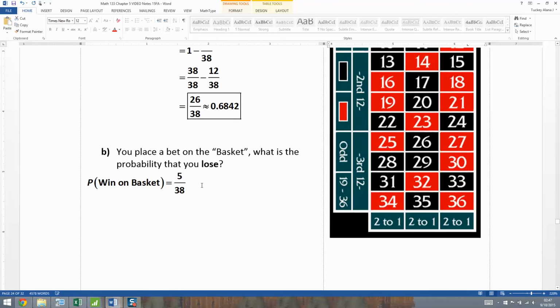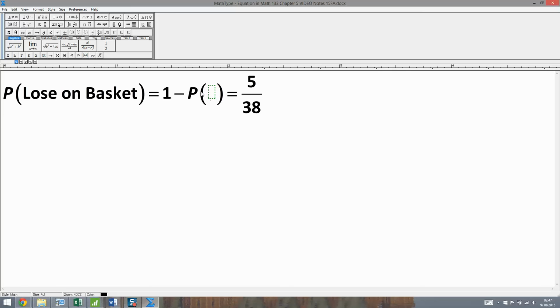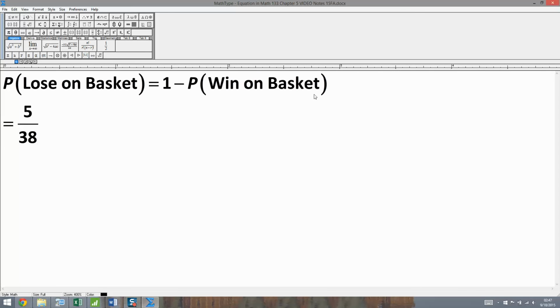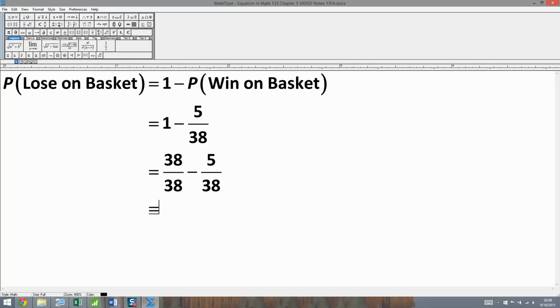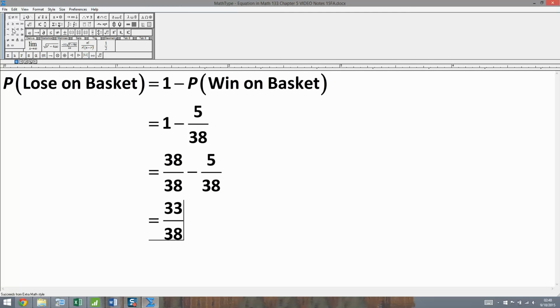Okay, so then what's the chances you lose? To lose on the basket means that you want the complement. So you want to take 1 minus the probability that you win on the basket. That's equal to 1 minus 5 out of 38. Now remember that this is still 38 out of 38 minus 5 out of 38, right? Because 1 is always a number over itself. And that gets us an answer of 33 out of 38. Just subtracting in my head there, because 38 take away 5 is 33. And then I would divide that by 38. And I get 0.8684. So you have an 86.8% chance of losing on the basket bet.